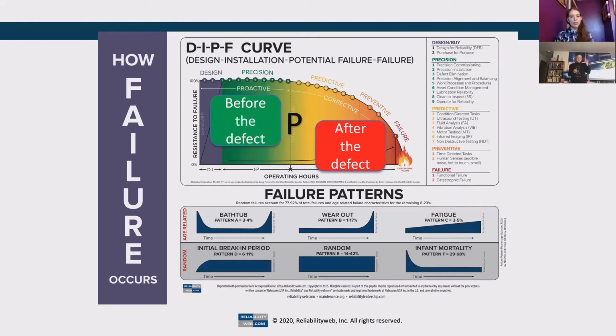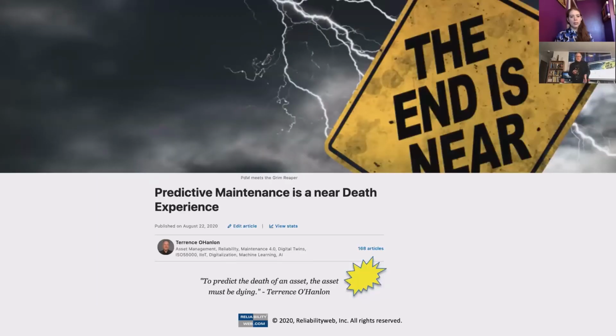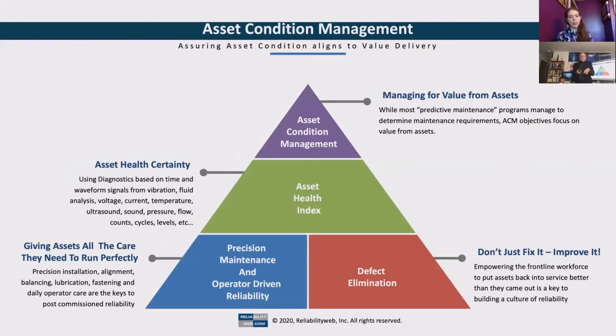So when you read my crazy rantings on LinkedIn about predictive maintenance, why I don't like that is that predictive maintenance is a near-death experience. In other words, look, to predict the death of an asset, the asset has to be dying. I don't want my asset to be dying. I would prefer my asset never to die. So why do I want to introduce an illness to the asset that's going to cause it to die? That's predictive maintenance to me. You're waiting until the asset's sick, and then you're detecting the sickness, and then you're curing the sickness. What if we didn't let the asset get sick to begin with?